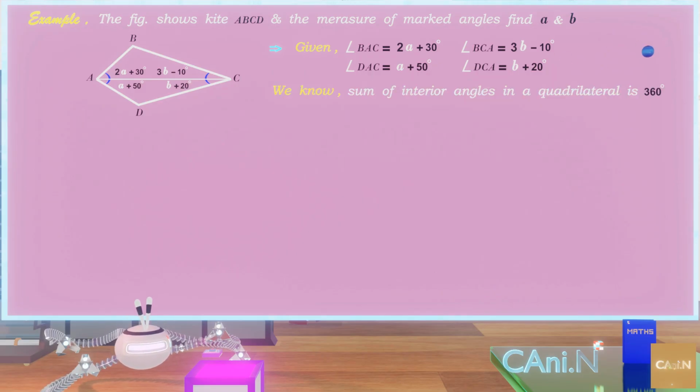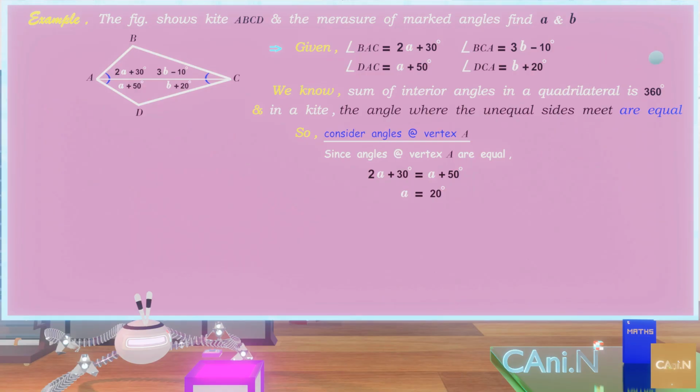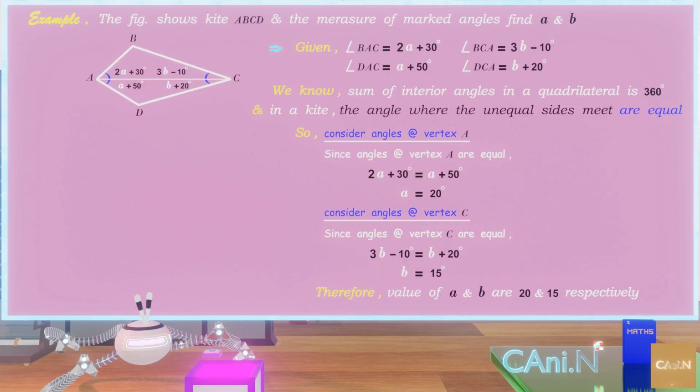We know the sum of interior angles in a quadrilateral is 360 degrees, and in a kite, the angles where the unequal sides meet are equal. So, consider angles at vertex A. Since angles at vertex A are equal, 2A plus 30 degrees equals A plus 50 degrees. A equals 20 degrees. Consider angles at vertex C. Since angles at vertex C are equal, 3B minus 10 degrees equals B plus 20 degrees. B equals 15 degrees. Therefore, the values of A and B are 20 and 15 respectively.